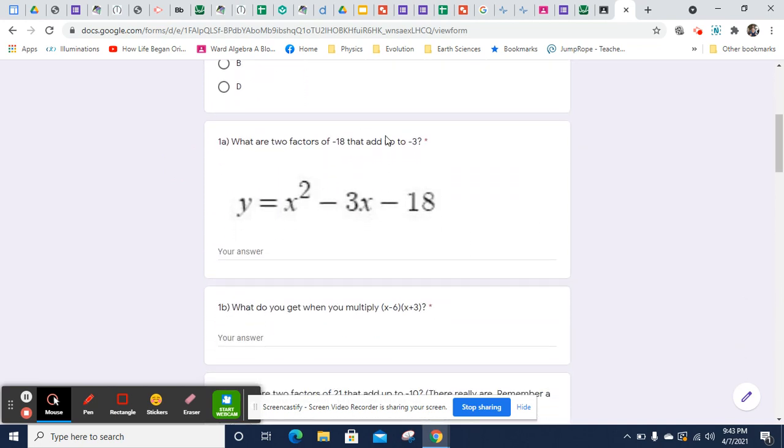So what are two factors of negative 18 that add up to negative 3? And could this have anything to do with this equation? Yes, it does. So what are two factors of negative 18? Well, we need two factors that add up to negative 3. Negative 18 is going to have positive and negative factors, so we're going to look for two factors that are 3 apart from each other.